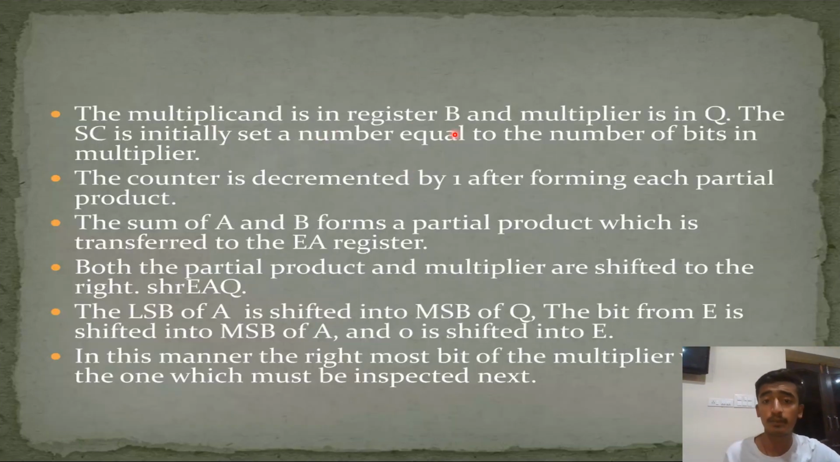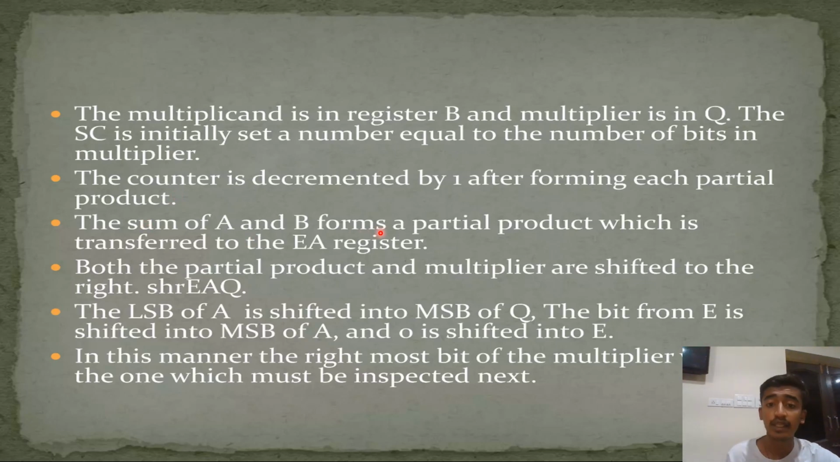The multiplicand is in register B and the multiplier is in Q. The SC is initially set to a number equal to the number of bits in the multiplier. I have explained earlier that the multiplicand is in register B, and similarly the multiplier is in Q. And what is SC? The SC bit count is equal to the number of bits in the multiplier. The counter is decremented by 1 after forming each partial product. That is, SC is the sequence counter and it will be decremented after each partial product.